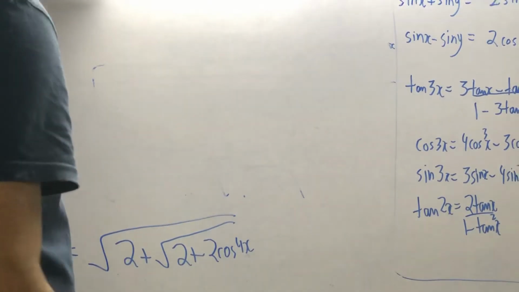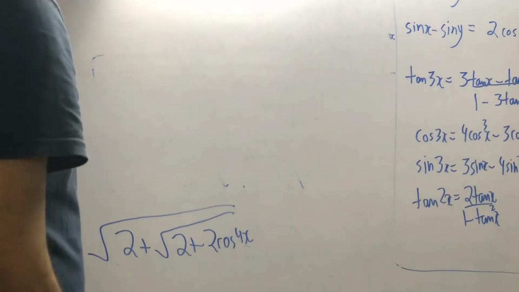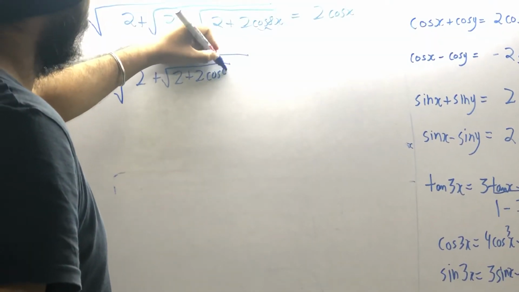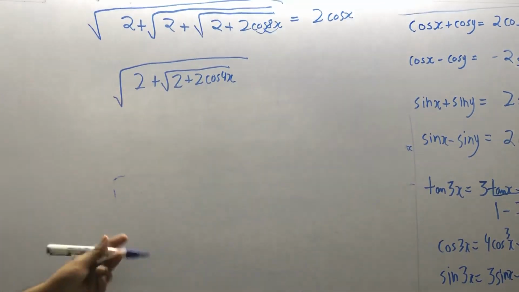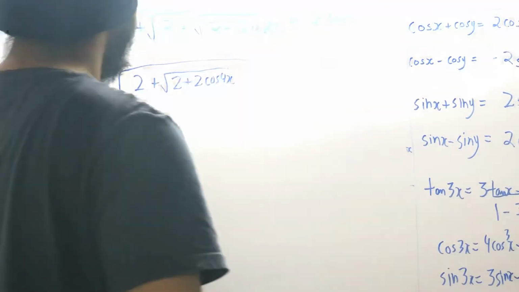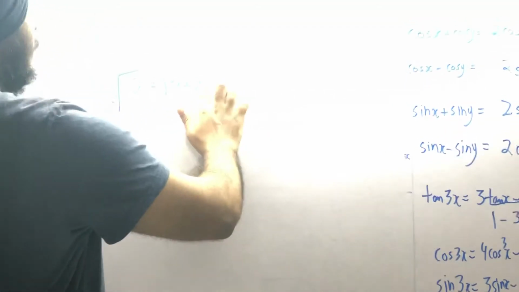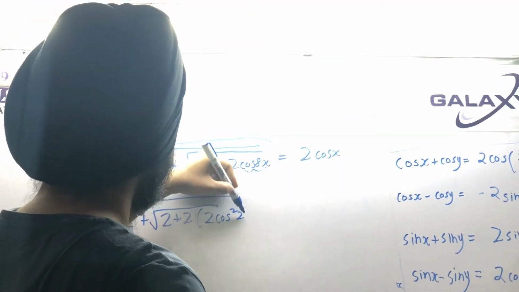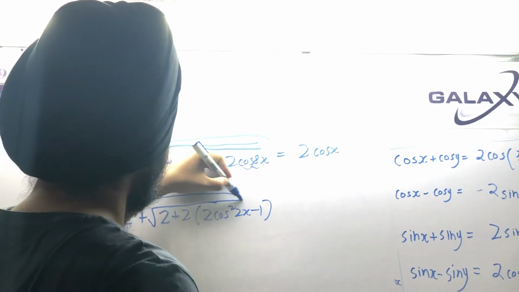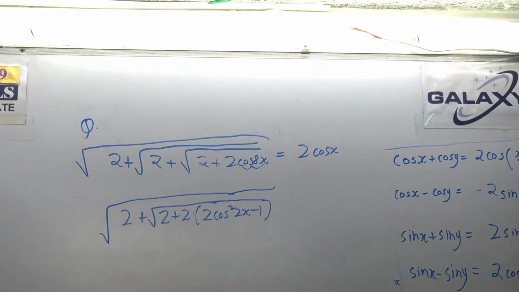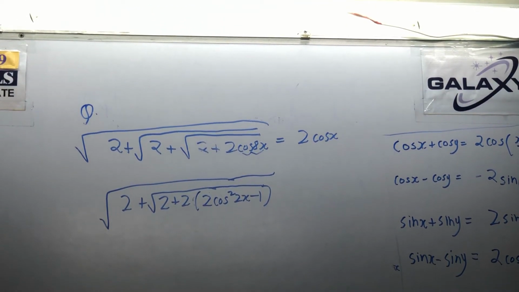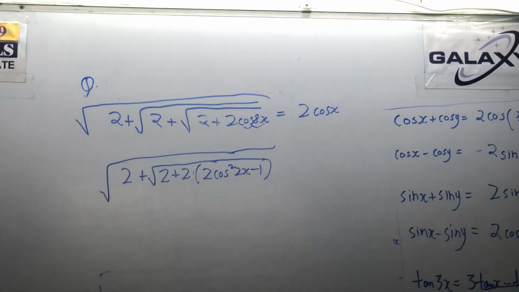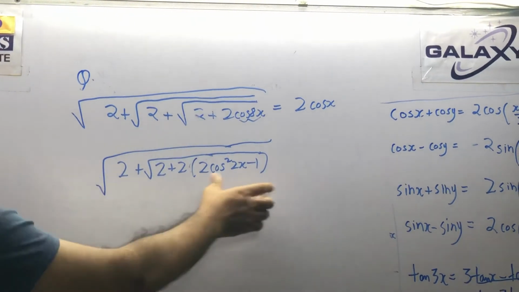So now this has been converted to 2 plus under root 2 plus 2 cos 4x. Now again we can do the same thing. Instead of cos 4x, what can I write? I can write 2 cos square 2x minus 1, right? The same way I just showed you, the formula I showed you. So this is the way you can write. Now 2 cos square 2x minus 1. Just open the bracket again.